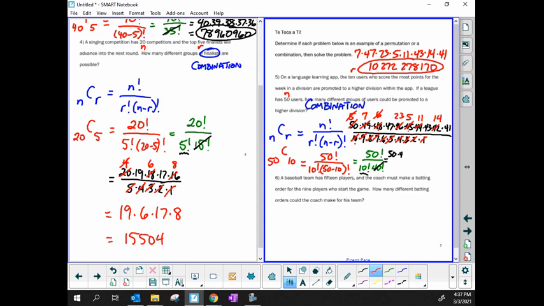Okay, but again, I can figure it out by using my factorial notation like we talked about last time to cancel everything out.